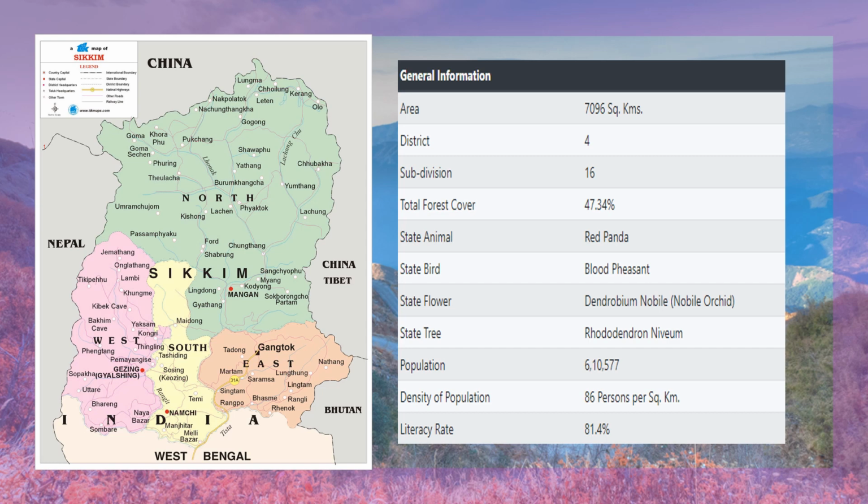We can see how Sikkim is nestled between the countries of Nepal and China. The state is spread over an area of 7,096 square kilometers. The state animal of Sikkim is the red panda and the state bird is the blood pheasant. The state flower of Sikkim is the Dendrobium nobile and the state tree is the Rhododendron niveum.